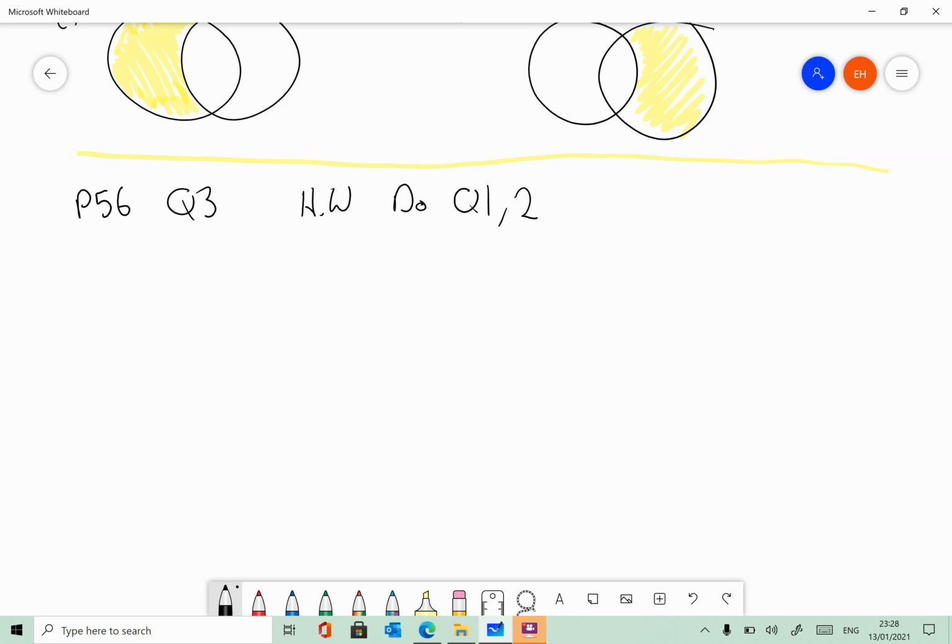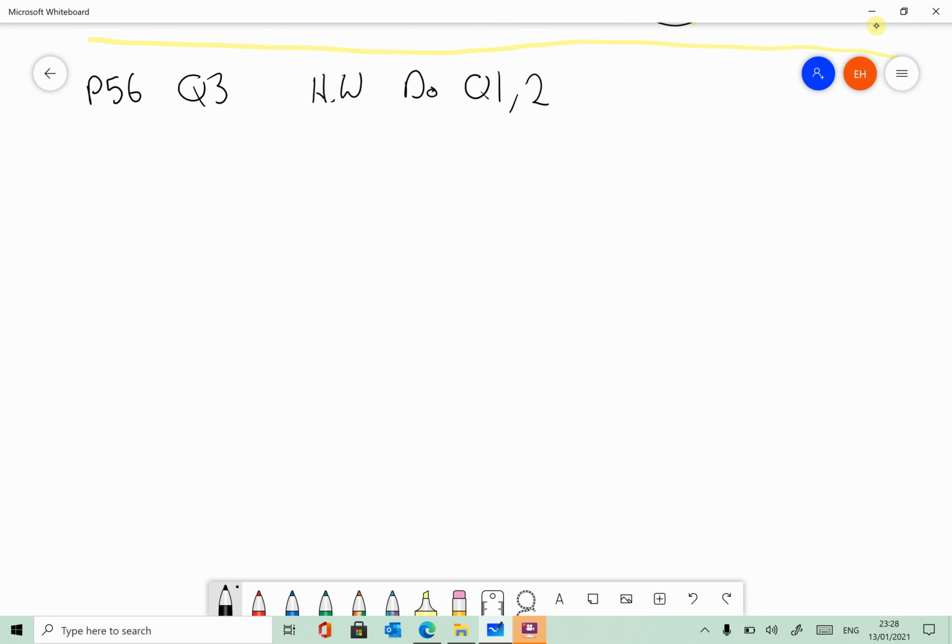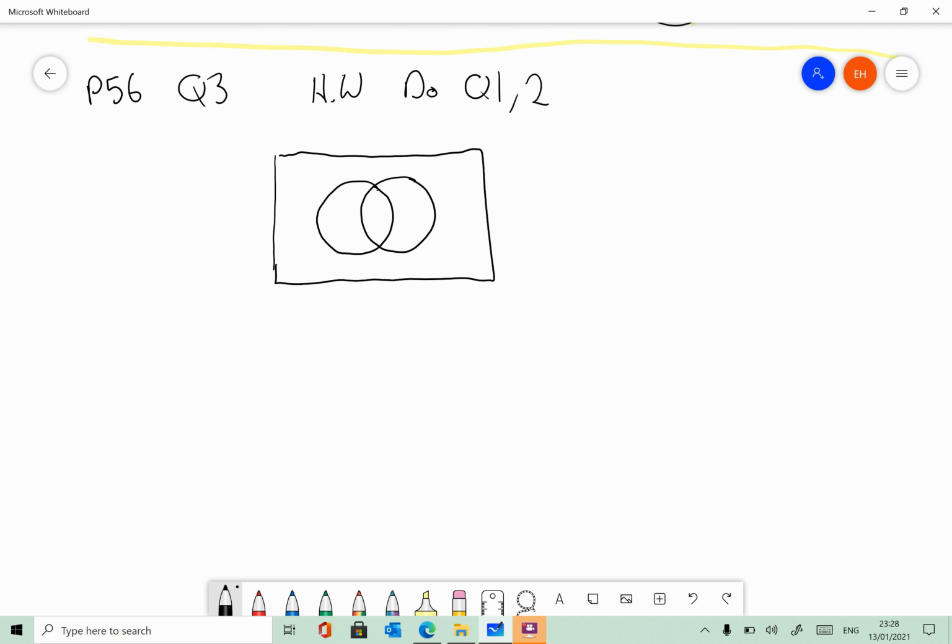So I'm going to do question 3 now, and then you guys will have a go at question 1 and question 2. So I'm going to draw out the square, or the rectangle rather. Is a square a rectangle? Yes, but a rectangle is not a square.